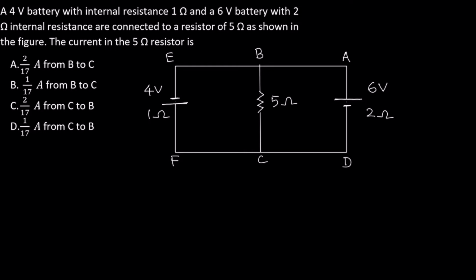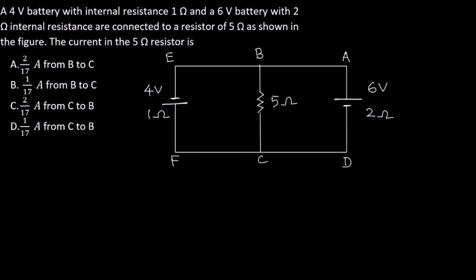In the first method, I will use Kirchhoff's loop rule, and in the second method, we can combine these two batteries into a single battery, and then the circuit becomes really simple, and then we can get the current flowing through the 5 ohm resistor. So let's get started with the first method where we use Kirchhoff's loop rule.